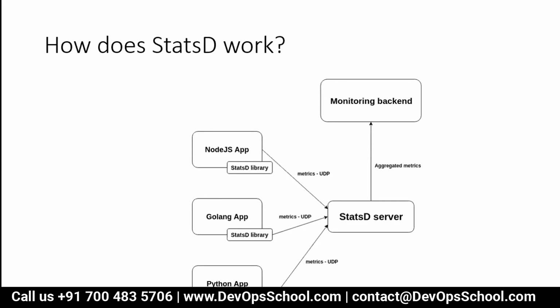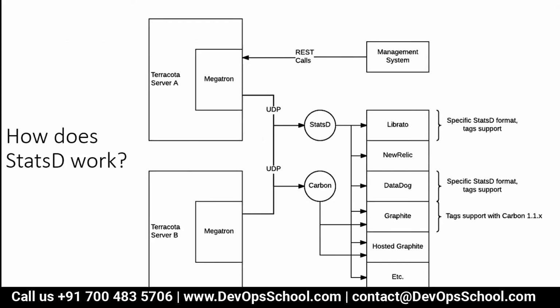Look at this. Again, there's one Node.js application. The StatsD library is written in that language only, Node.js or Golang or Python, whatever it is. Over UDP, it just sends to the StatsD server, and then from there to the monitoring backend. So again, look at this one more. Different apps send UDP to StatsD, and StatsD can send the data to where?